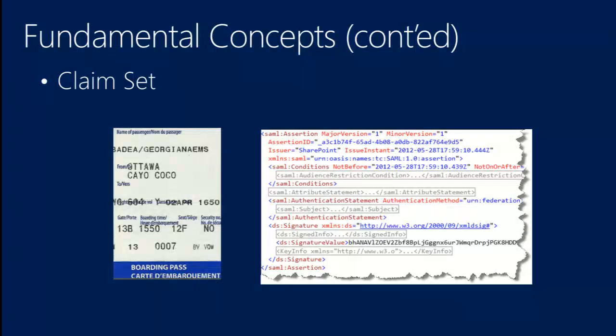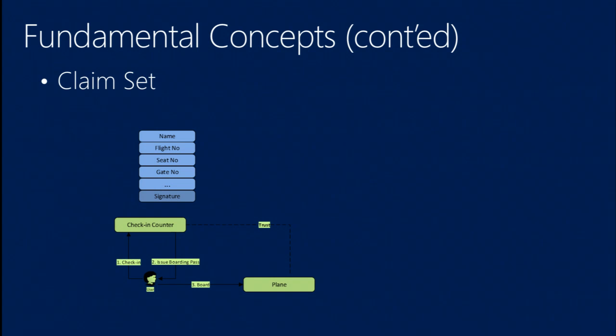So on the right, we have an XML representation of a digital set of claims. So again, instead of a boarding pass, we're using a token, a set of bytes that contains one or more claims. And each claim contains information about a subject. So the clearest way to think about claims is as a set of information about a subject. So for instance, name, flight number, seat number, as I mentioned in our physical world example, represent claims, or in the digital world, we can talk about email address, organization, or role as claims.